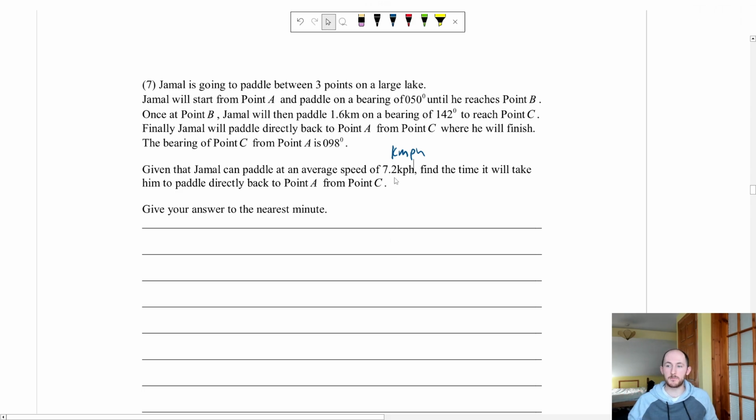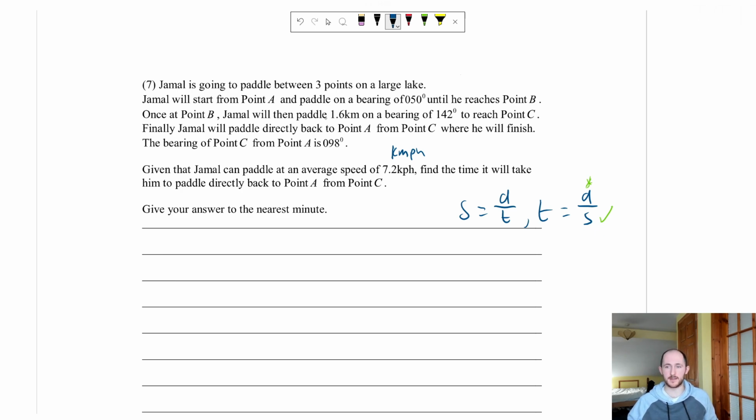They've given me speed and we want time. And if you remember, speed is equal to distance over time. So, time is equal to distance over speed. I have speed already, so the only thing I need is to work out the distance he travels. Now they've given me some distances already. They give me 1.6 kilometers and that's it. Yes, that's all they've given me.